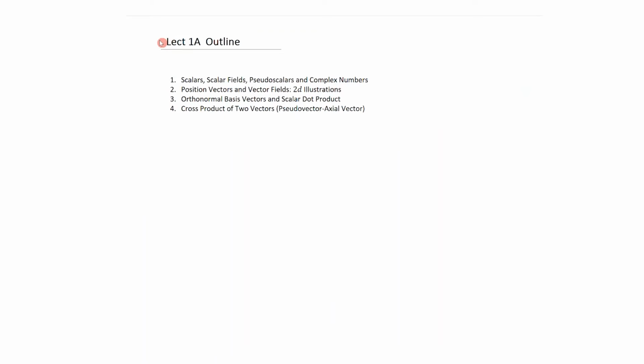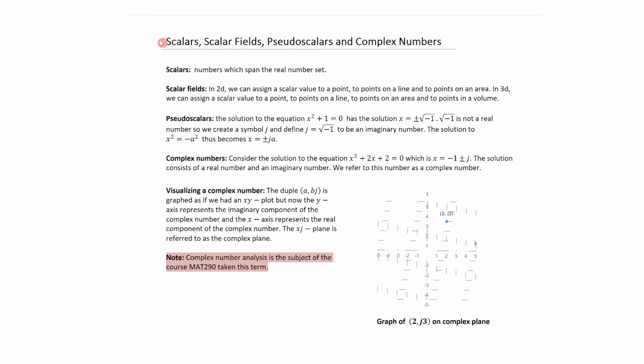Okay, so this is the outline I discussed. You can just briefly pause the video if you'd like to look at them, but I'll just move on from here. All right, so first we'll discuss scalars, scalar fields, and the difference between the two. Pseudoscalars, which I'm sure you haven't heard before. Maybe the term was introduced to you last year, but here I basically give you a little bit more information as to what we imply by the word pseudoscalar. And of course, combination of scalars and pseudoscalars would turn out to be complex numbers.